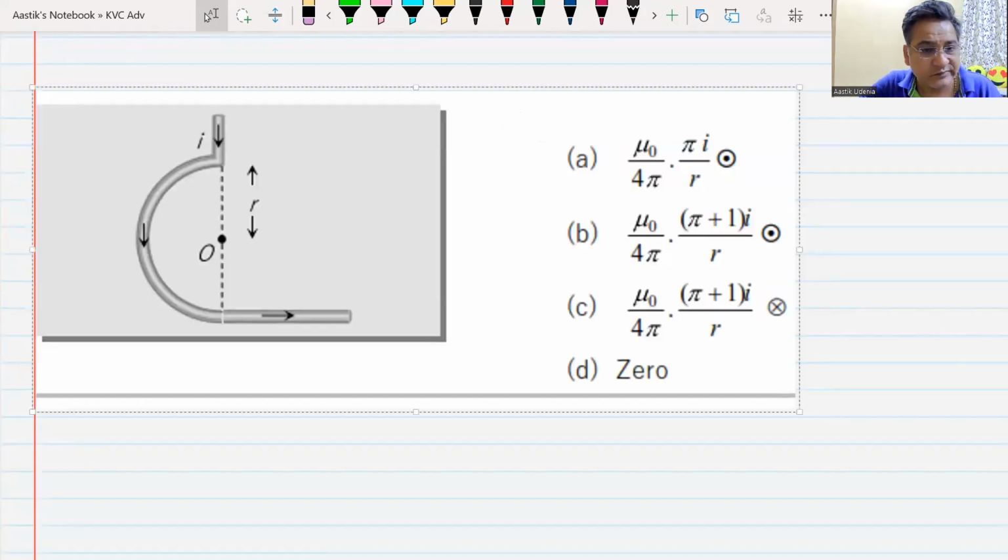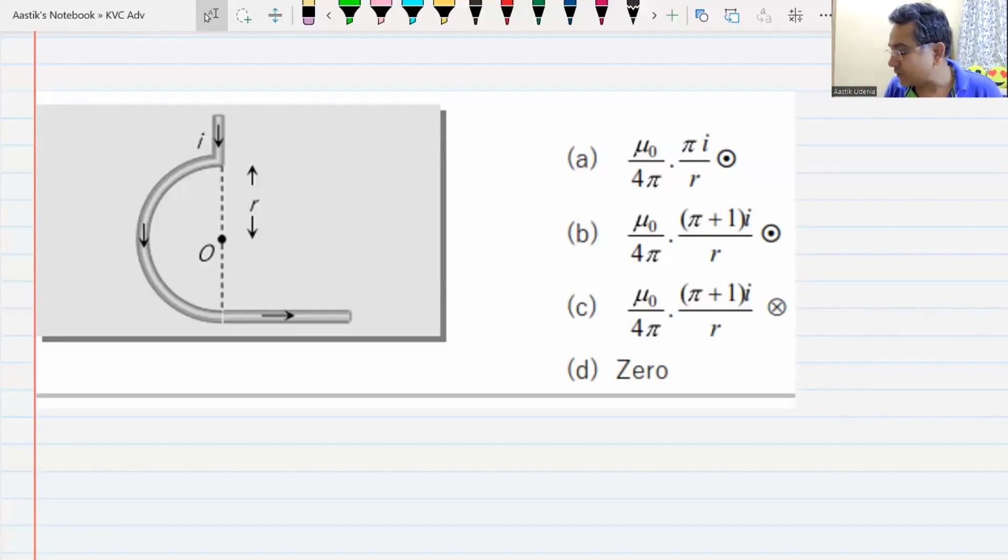This is the next question. What is the magnetic field at the center O? The radius is R. Option B is the correct answer. Magnetic field due to this will be 0. What will be the magnetic field due to this one? Mu naught I by 4R, sir. Mu naught I by 4R.